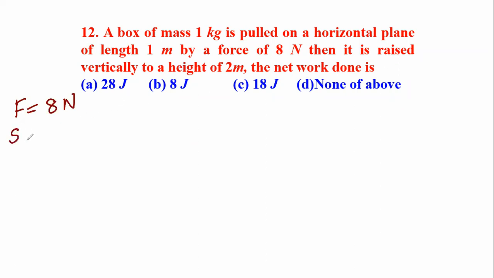Distance S is given as 1 meter. Then work done is to be calculated. Raised vertically to a height of 2 meters. So initial displacement S1 is taken as 1 meter and S2 is 2 meters. Then work done in lifting it.